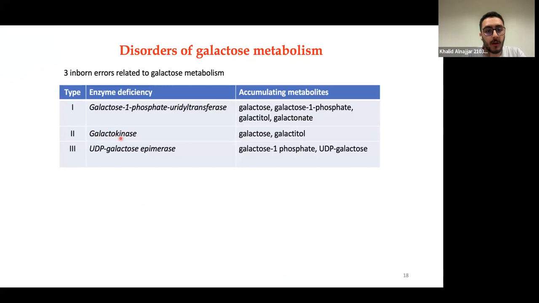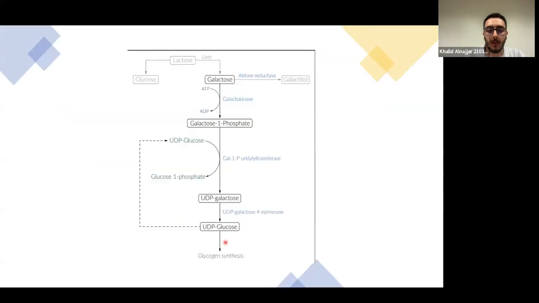Galactokinase. If we have galactokinase deficient, we have galactose accumulating, because it is the very first step, and galactitol because of aldose reductase. UDP galactose epimerase, which is the very last step, converts UDP galactose to UDP glucose, which is the product used in glycogen synthesis. But you will have all the previous products or ingredients, let me call them, accumulating.